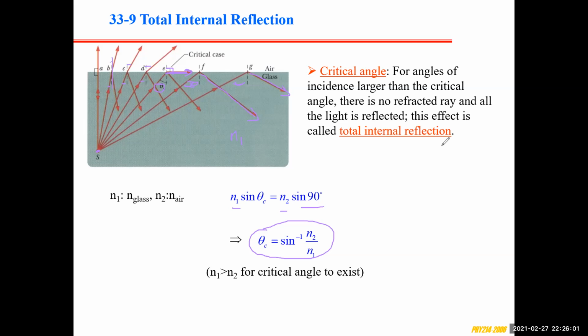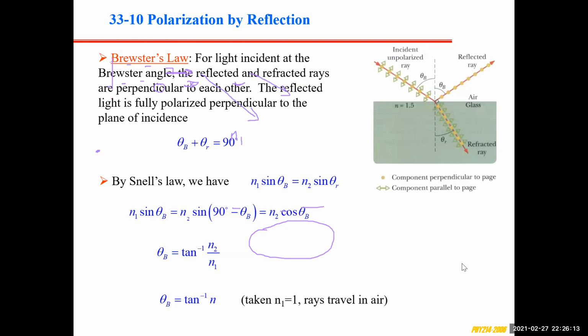Okay, all right, so that's what we call the total internal reflection. And there's another one that's also very interesting. Let me erase this. And that is what we call the polarization by reflection.